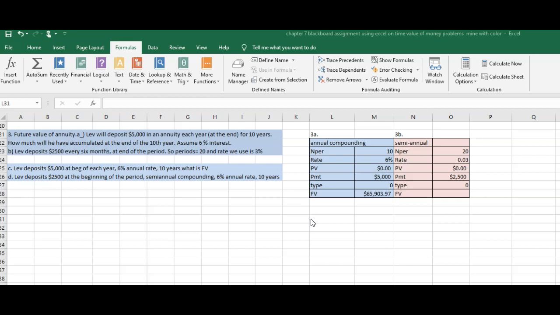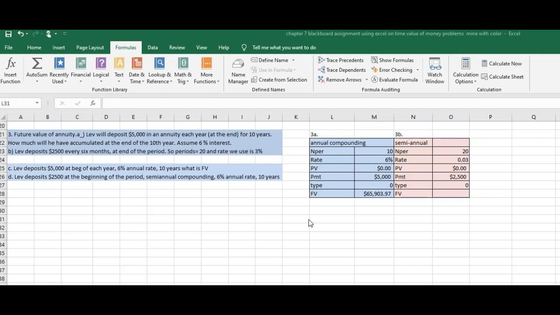An ordinary annuity has a payment at the end of the period. That is type 0. An annuity due is 1, and the payment is coming at the beginning of the year. We're going to do annuity dues in parts C and D on the next video. So let's continue with 3A and 3B on this one.